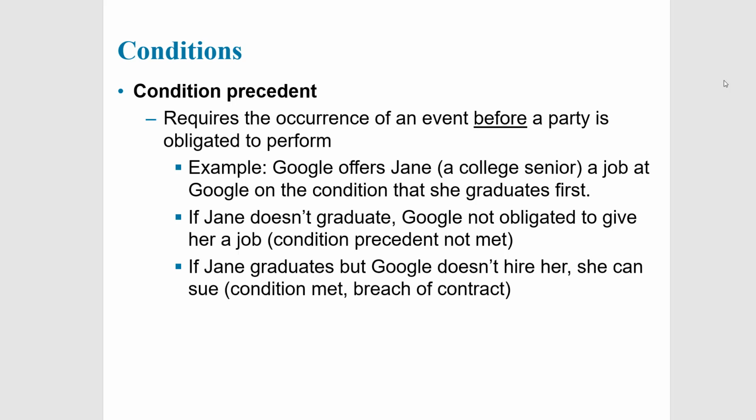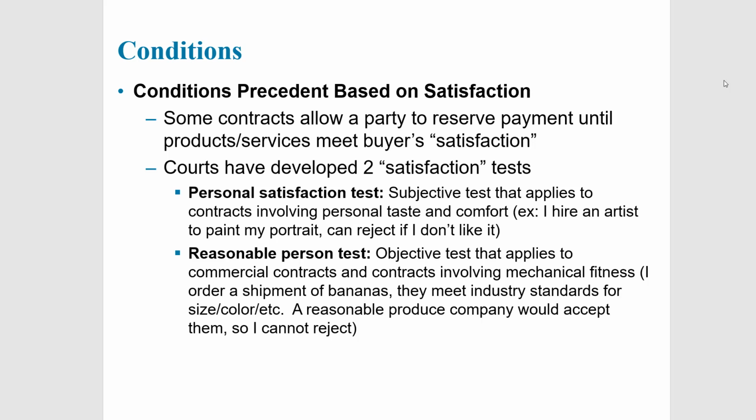Sometimes we place conditions precedent based on satisfaction. This would be a contract that allows a party to reserve payment until the products or services meet the buyer's, quote, satisfaction. And satisfaction can be defined in many different ways and interpreted pretty broadly. So courts have developed two satisfaction tests. One is a personal satisfaction test, which is very subjective and gives a lot of power to the buyer.